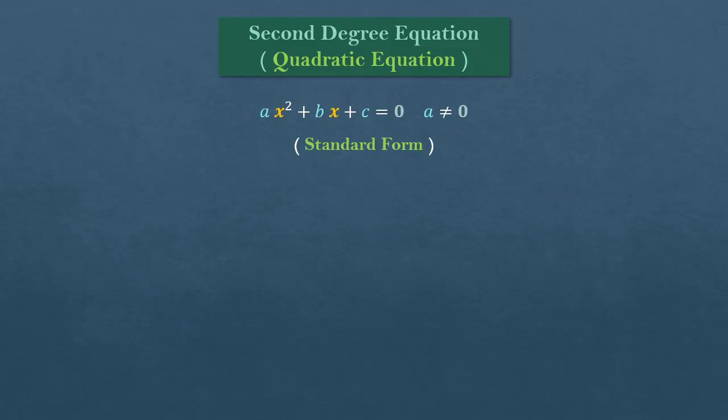Our topic today is about second-degree equations, which are also known as quadratic equations. This kind of algebraic equation has the standard form a times x squared plus b times x plus c equals 0, such that a is a real number different from 0, and where the variable x represents the value for which the equation is to be solved.